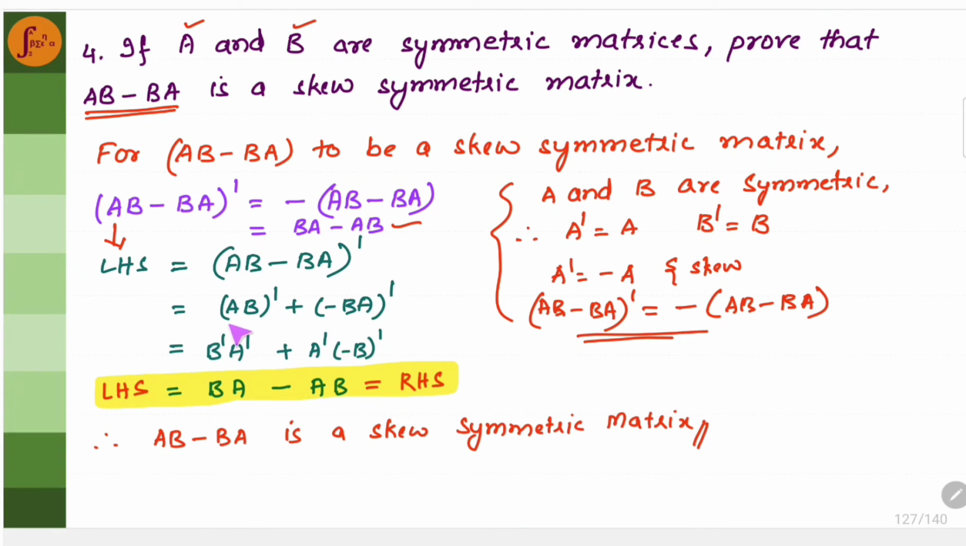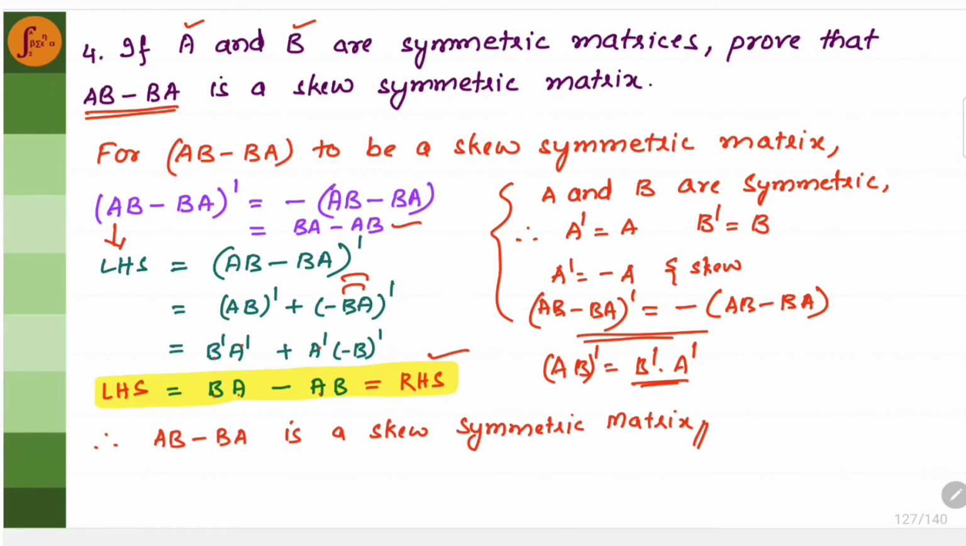Now, what is AB, the whole transpose, by property? AB transpose is B transpose into A transpose. Reverse B and A in the order. So you write B transpose into A transpose. Similarly here, A transpose into B transpose. Reverse the positions. Since B is a symmetric matrix, B transpose is equal to B, and A transpose is equal to A. Substitute A transpose as A and B transpose as B, and the minus is put outside. So we get BA minus AB, which is equal to the RHS.